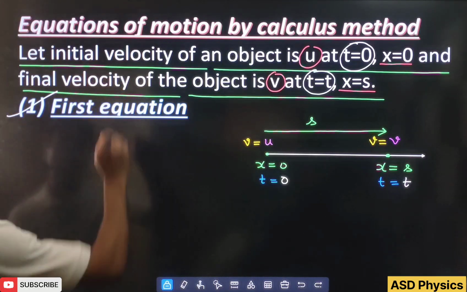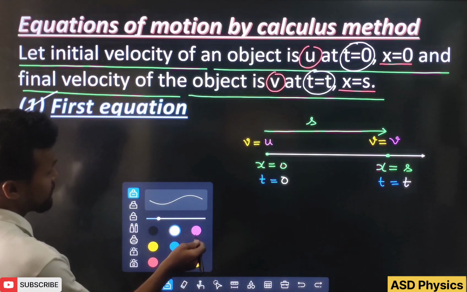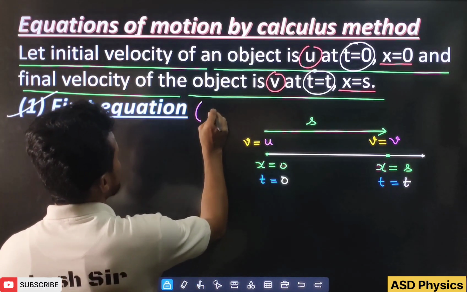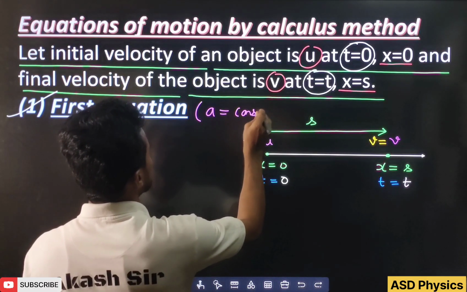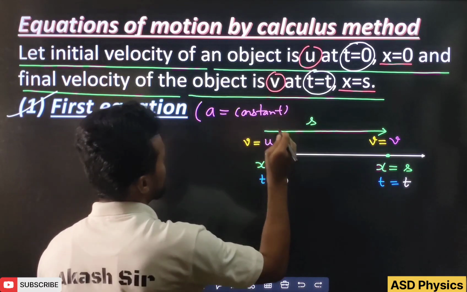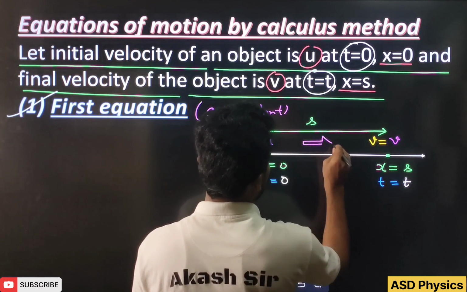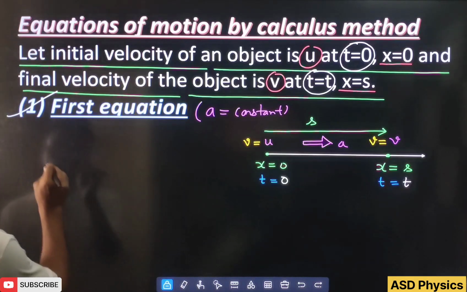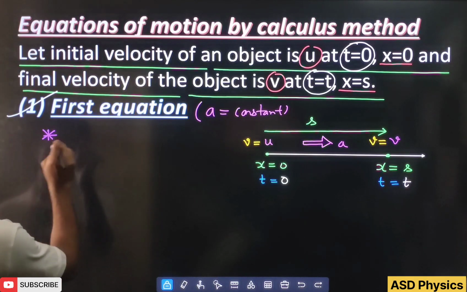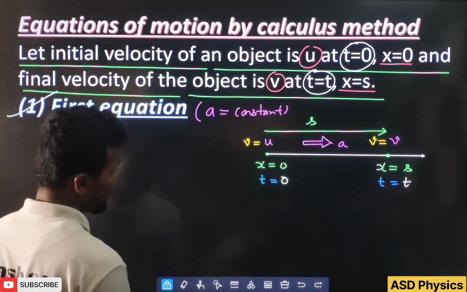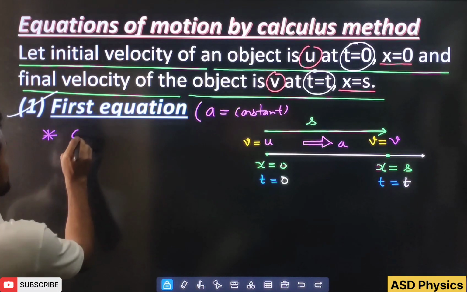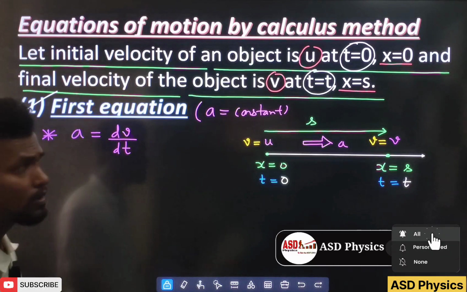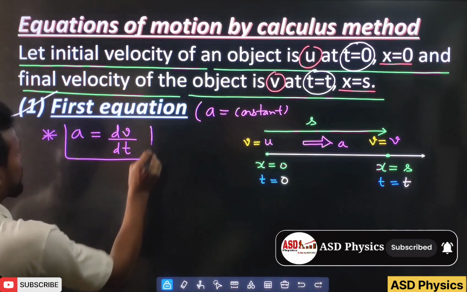So now what we are going to do here is derive the first equation, very, very important for the exam. Remember that it is applicable when a is constant, and the body is accelerating in this direction with a uniform acceleration. To prove the first equation, we will start with a equal to dv by dt. You can even put it in a box.